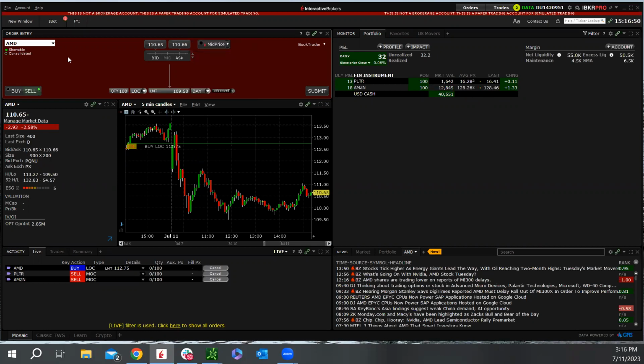The reason I'm using AMD for two examples here is because one of them at market close should fill. Okay, so I'm selling 100 shares of AMD. It is going to be a limit on close, and again my price is 109.50. So that will fill if AMD at the time of the close is at or above 109.50. I'm going to click submit.